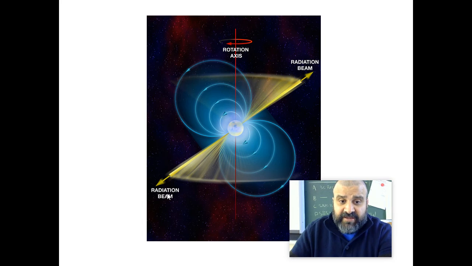So this diagram here is showing us a neutron star. It's rotating on its axis. Its axis is here, but at the poles we've got these beams of radiation coming out. This would be the magnetic north and the magnetic south. These beams of radiation are being spewed outward, and as we can see, it creates a flash or a pulse.